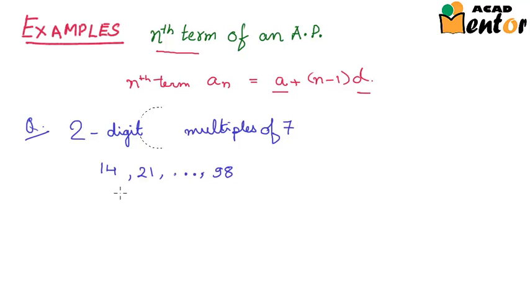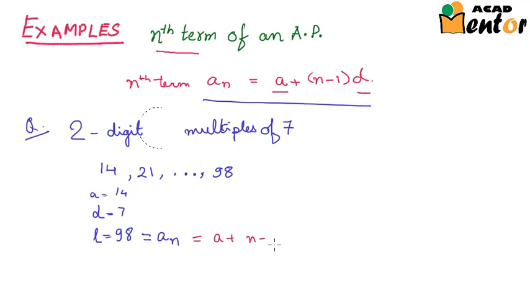So if you see, this is nothing but an AP with the first term as 14, common difference as 7, and the last term being 98. Now we can assume that the last term 98 is the nth term and find the value of n through the expression that we know. Now an is equal to a plus (n minus 1) times d. In this context, a is 14, plus (n minus 1) times 7, which is equal to 98.